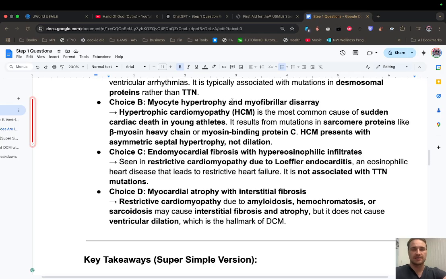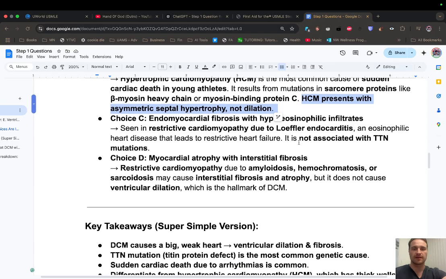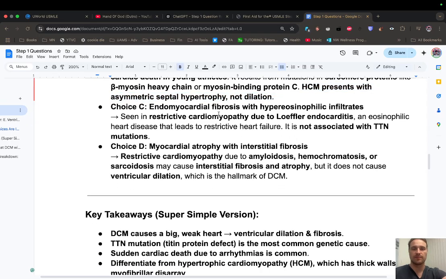Myocyte hypertrophy and myofibril disarray, that would be your hypertrophic cardiomyopathy, the young athlete sudden death caused by mutations in the sarcomere proteins, the beta myosin heavy chain and the myosin binding protein C. That would be asymmetrical septal hypertrophy. So you'd see one side's way bigger, and it wouldn't be dilated. It'd be just one side that is hypertrophic, but it wouldn't be dilated on both.